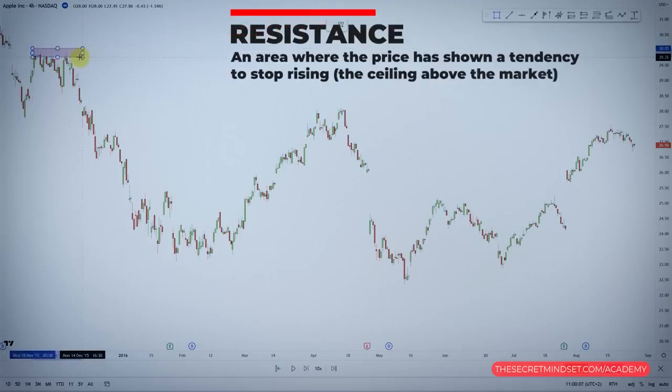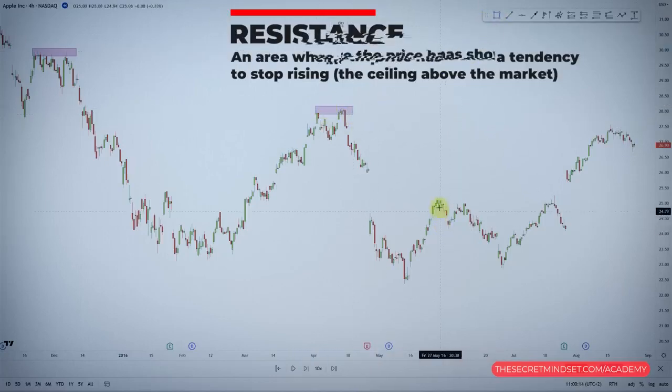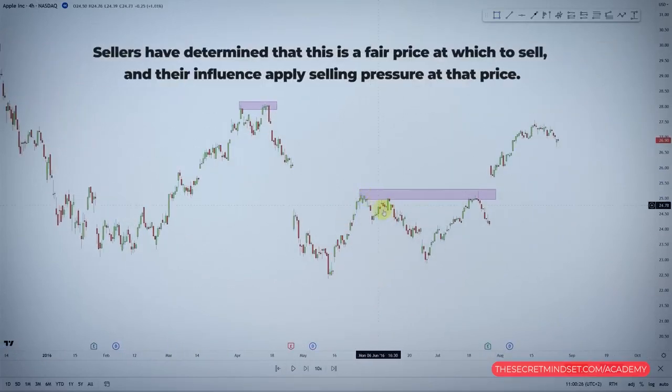Resistance is an area where the price has shown a tendency to stop rising. Think of resistance as the ceiling above the market. Perhaps the buyers no longer wish to buy once the price has reached this level, and they'd prefer to see the price drop before buying more. Or maybe the sellers have determined that this is a fair price at which to sell, and they apply selling pressure at that price. For whatever reason, the price has shown a tendency to stop rising at this point.